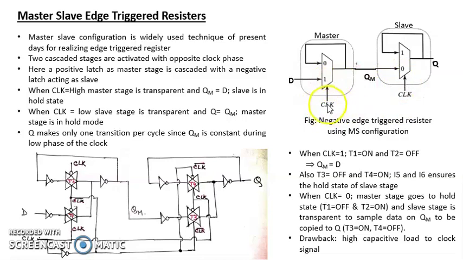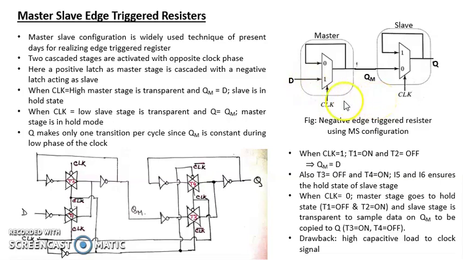When the clock signal is high, the master stage is transparent and the value of D will be passed to Qm. In this situation, when the clock is high, the slave stage is in hold state. When the clock makes a transition from 1 to 0, the master stage stops sampling of the input to the output and the slave stage starts sampling the input to the output. So the Q becomes equal to Qm.